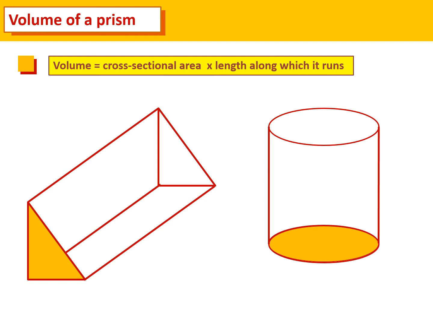Once we know what a cross-sectional area means, this makes finding the volume of a prism relatively straightforward, because the volume is simply the size of that cross-sectional area multiplied by the length along which it runs. So for the triangular face prism on the left-hand side, the volume would be that cross-sectional area A, the area of the triangle, multiplied by the length along which it runs, which will be marked in as D on the diagram. So the volume of that triangular face prism would be A times D.